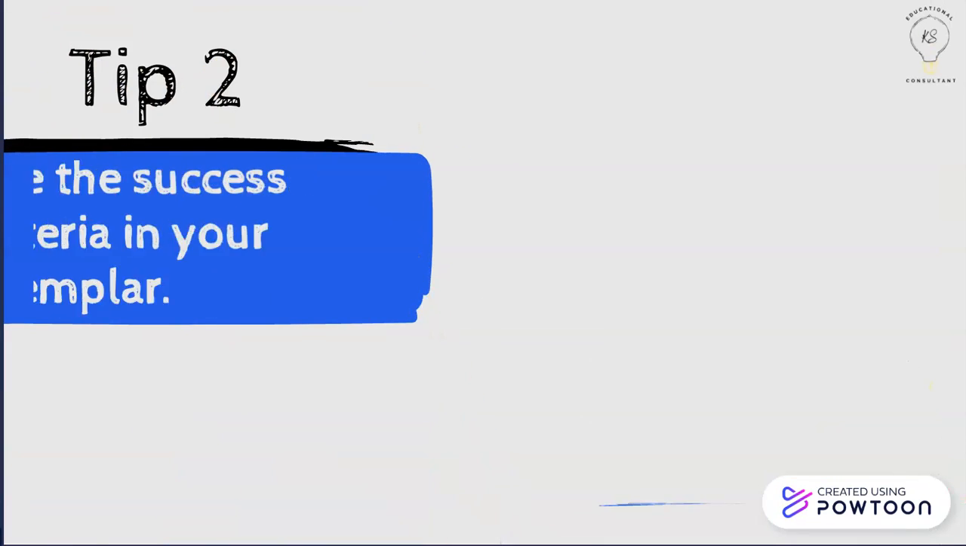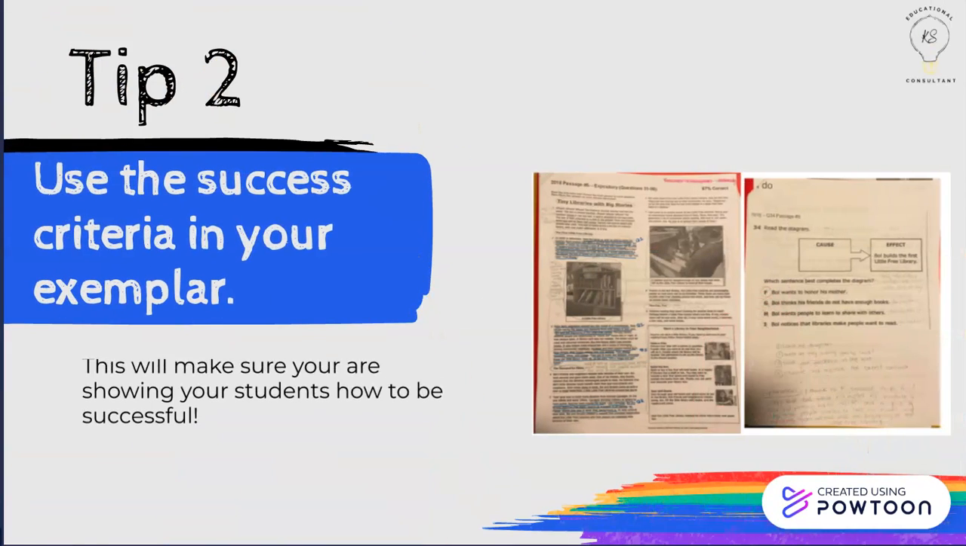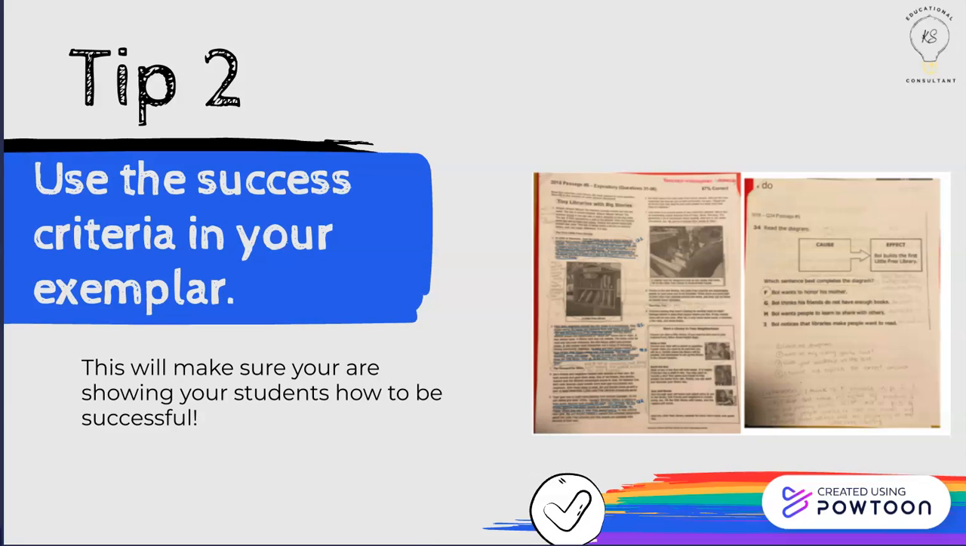Tip number 2. Use the success criteria to grade your own exemplar. This will make sure that you are showing your students how to be successful when modeling and thinking out loud your exemplar. As you can see in the example, I graded my exemplar following the success criteria presented before.